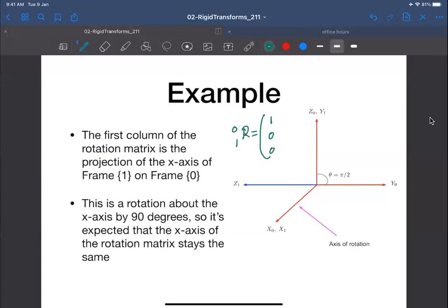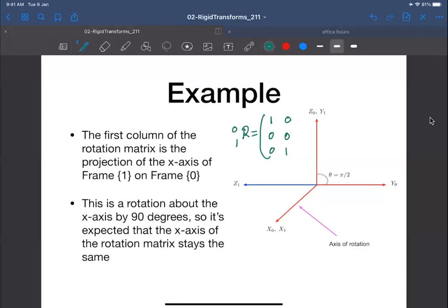Now for the y-axis of frame 1, you can see that it is in the direction of the z0 axis. So it equals the z0 axis, which is 0, 0, 1. This is the z-axis represented in frame 0.